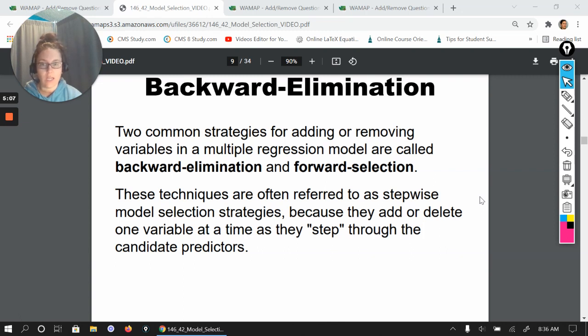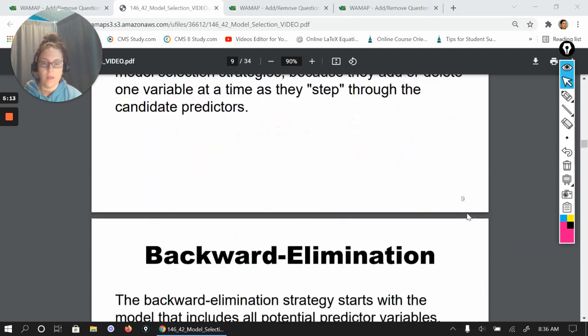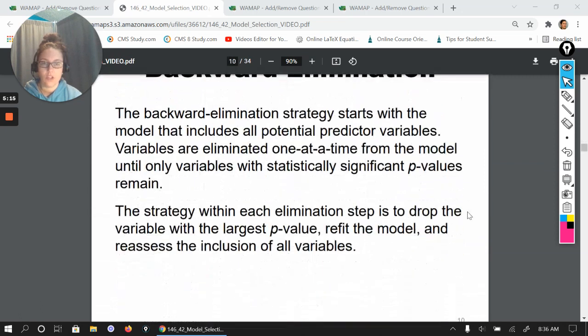The backward elimination strategy starts with the model that includes all potential predictor variables. Variables are eliminated one at a time from the model until only variables with statistically significant p-values remain. The strategy within each elimination step is to drop the variable with the largest p-value, refit the model, and reassess the inclusion of all variables.